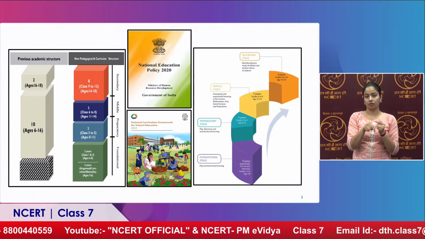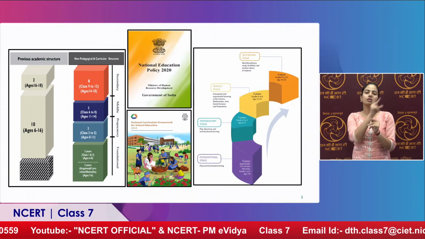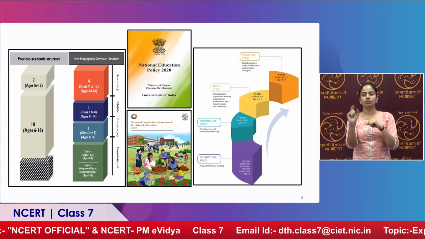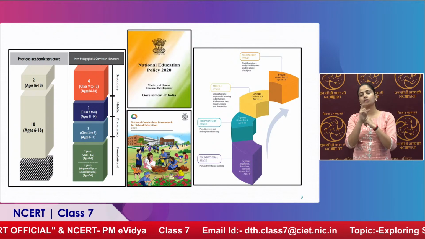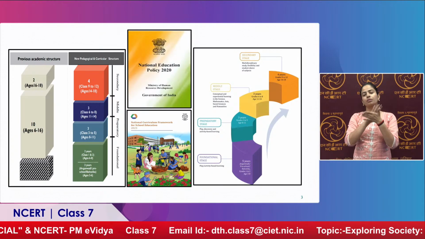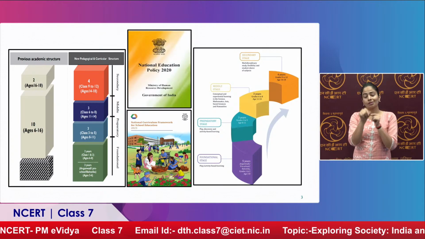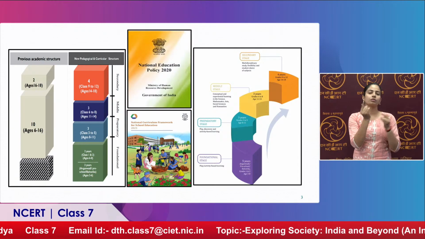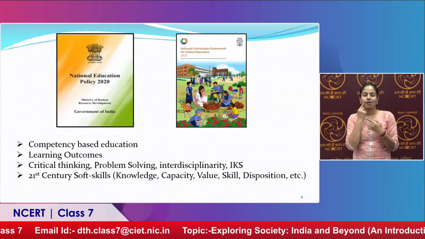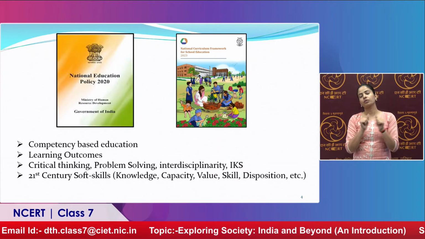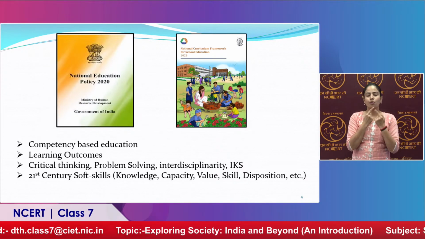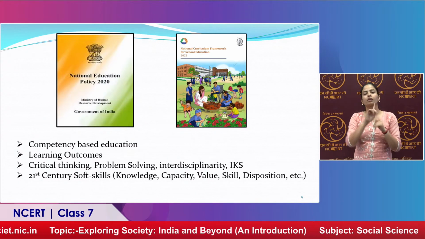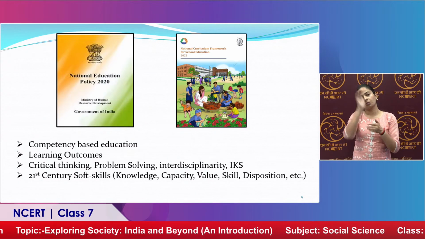And after the middle stage, we have the secondary stage: classes 9 and 10 are phase 1 of the secondary stage, and classes 11 and 12 are phase 2. So, this is how the broad structure differs from the previous education policy. Now, coming directly to your question, whenever we talk about any education policy in a particular country, the education policy visualizes the textbook.